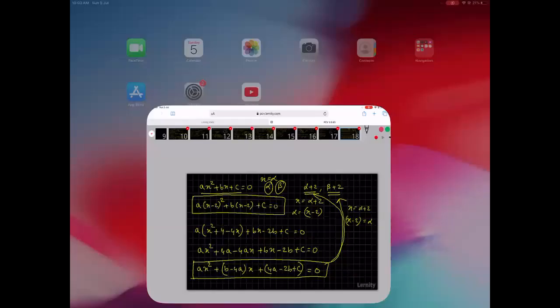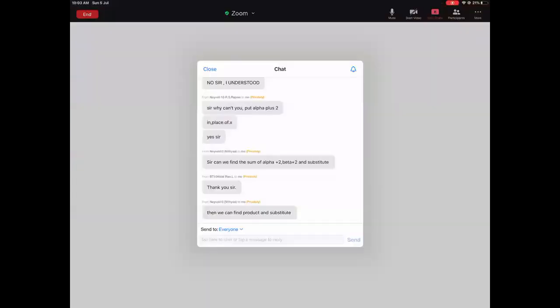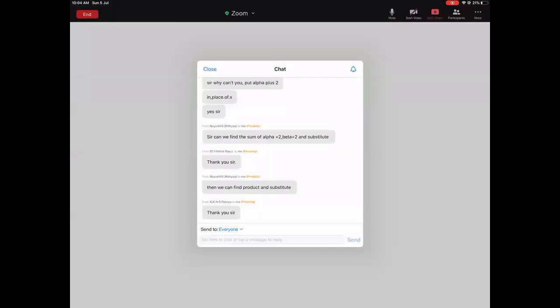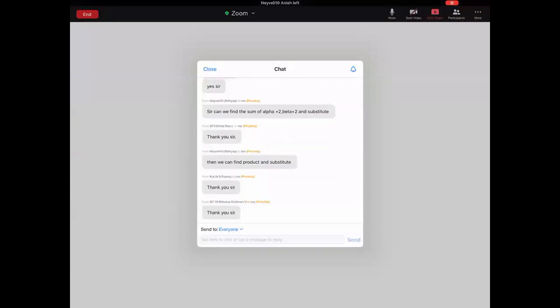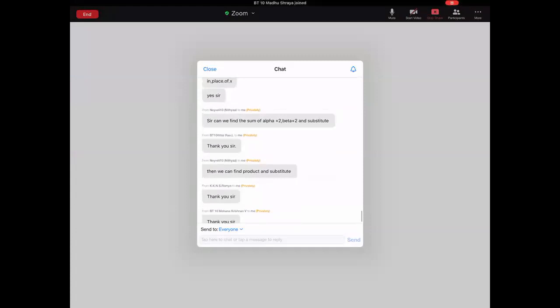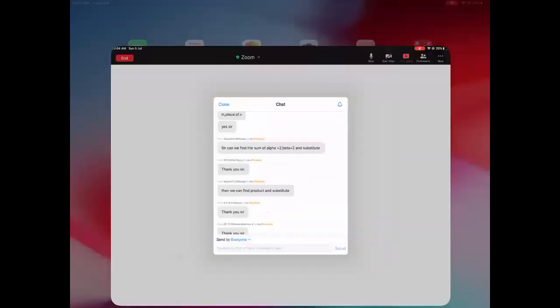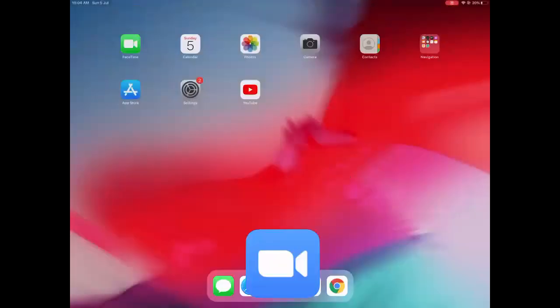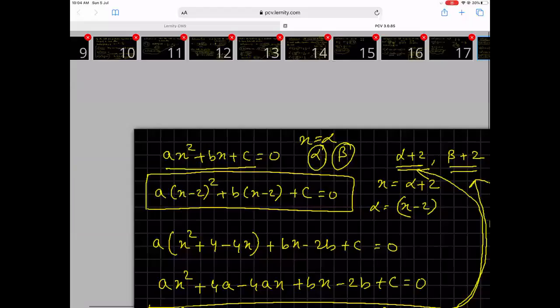Please read. Then can we find product and substitute? Nitya, what are you asking? Sir, can we find the sum of alpha plus 2, beta plus 2 and substitute? Okay, Nitya, what you are asking is this. You can do that.